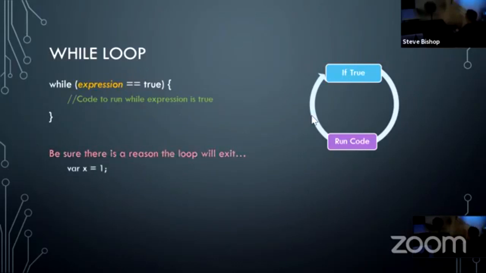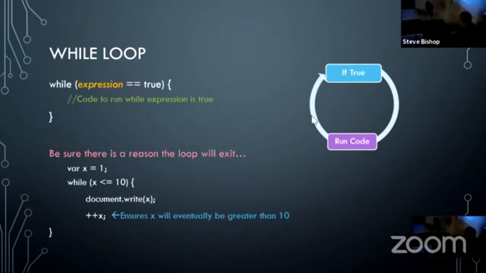So here's an example. Var x equals 1, while x is less than 10, write to the document x. And now increase x. Now, plus plus x is a shorthand way of saying increase the value of this by 1. It's just a shorthand syntax. This is like saying x equals x plus 1. Plus plus x means whatever the value of x is, add 1 to it. Okay? So by putting this plus plus x here, I am ensuring that x will eventually be greater than 10, so that this will eventually evaluate to false. Does that make sense?